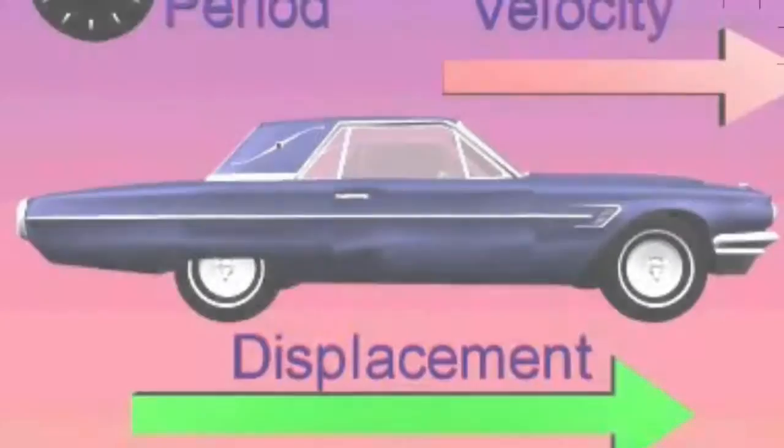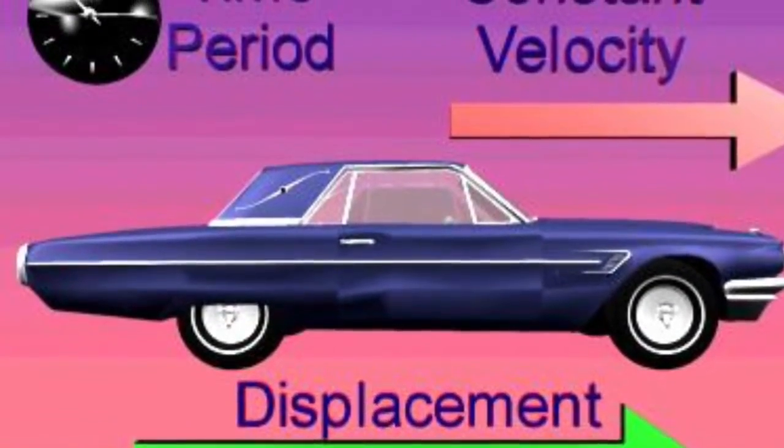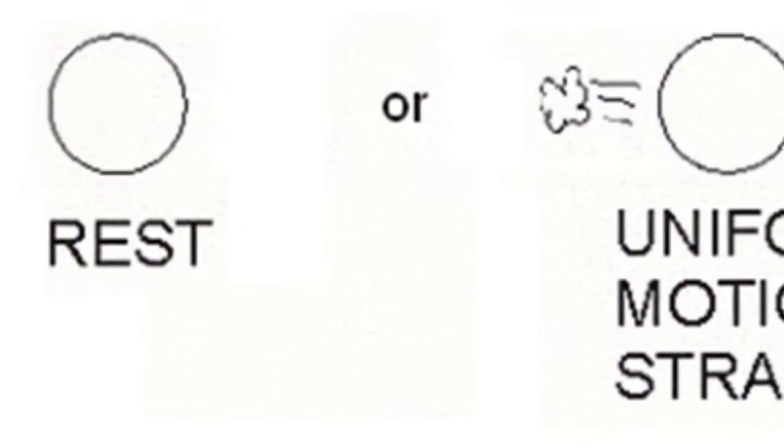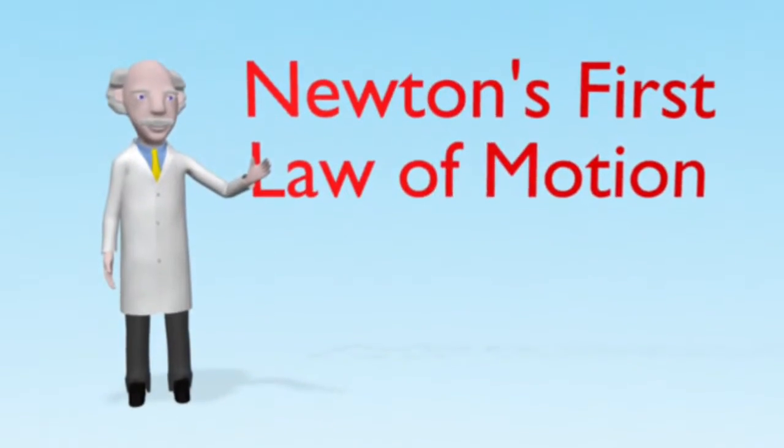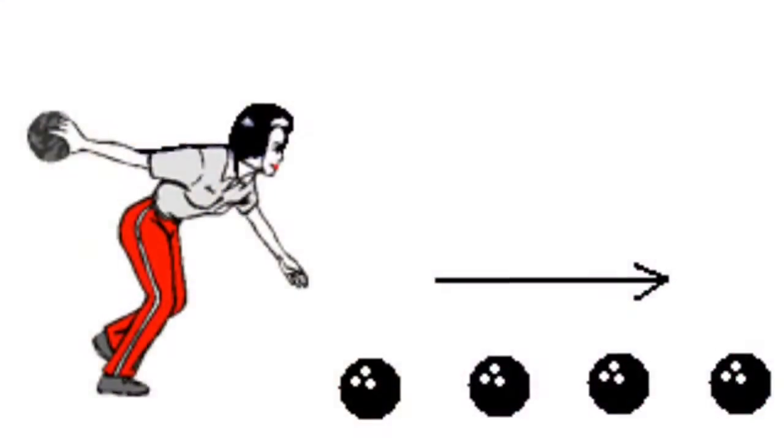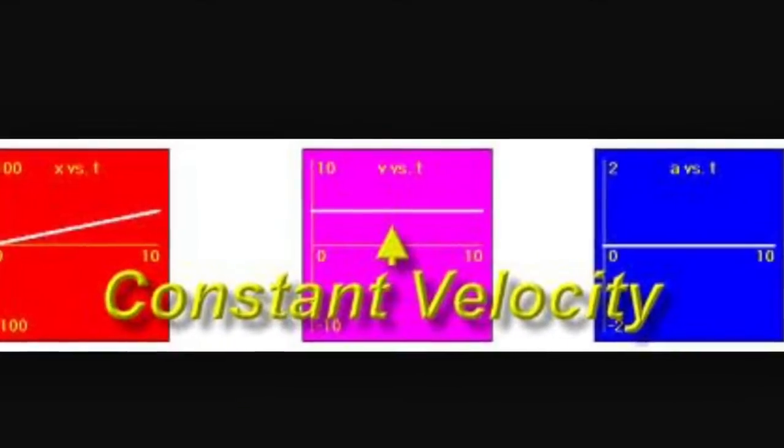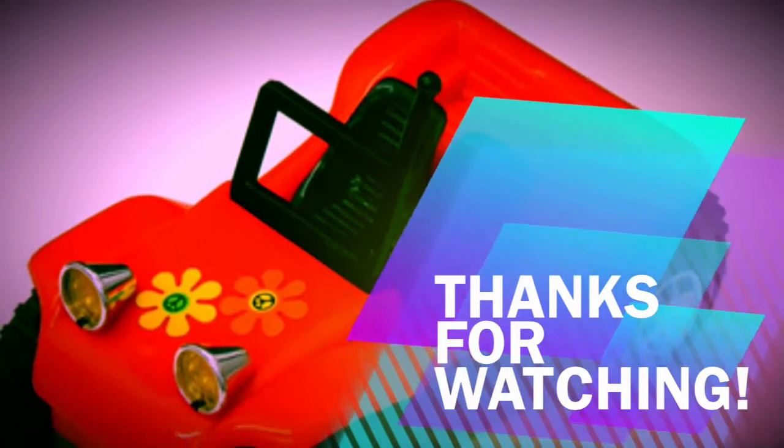Now that you have a clear understanding of constant velocity, here are some real-life examples of such motion. An object tends to continue in its motion at a constant velocity until an outside force acts on it. An object in motion stays in motion. This is Newton's first law. For example, when you go bowling, after releasing the ball, it tends to move at a constant velocity until it hits the pins. Thanks for watching!